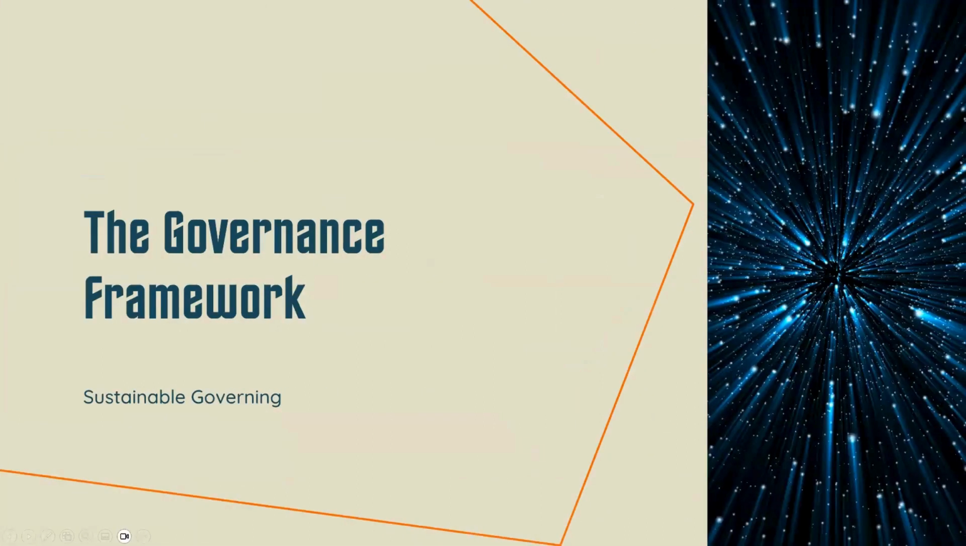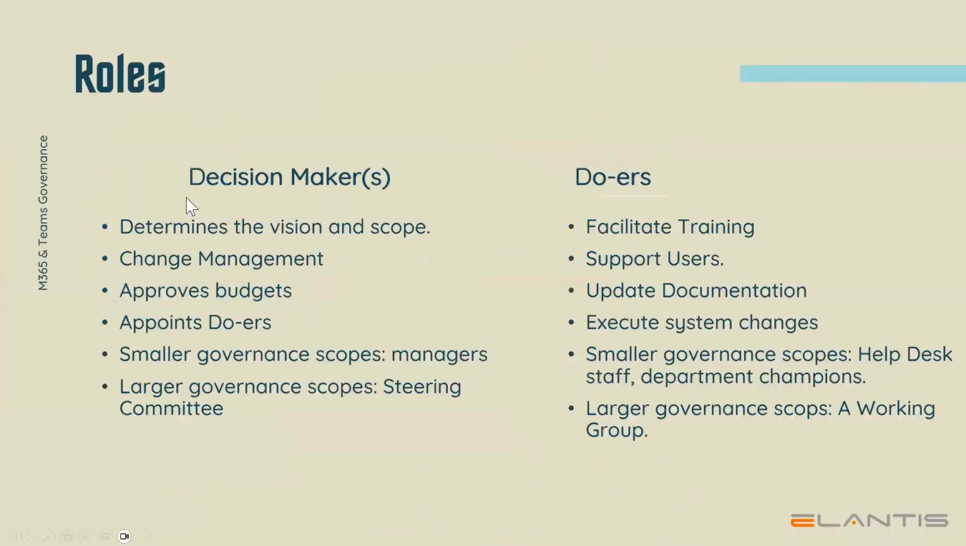Now, governance is a high priority with these items, but there's a clear distinction between what I'll call big G and little g governance. We just want to basically provide sustainable governing. What does that mean? We want to identify who our decision makers are. We want to determine and make sure that the vision and the scope for those roles has been applied. We want to make sure that we have clear budgets, that the doers have everything that they need in order to accomplish their work. And again, smaller governance scopes at the manager level, little g.